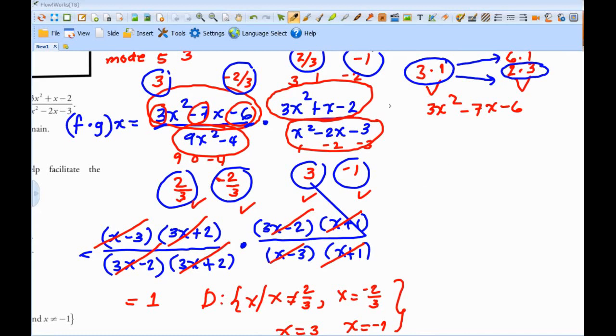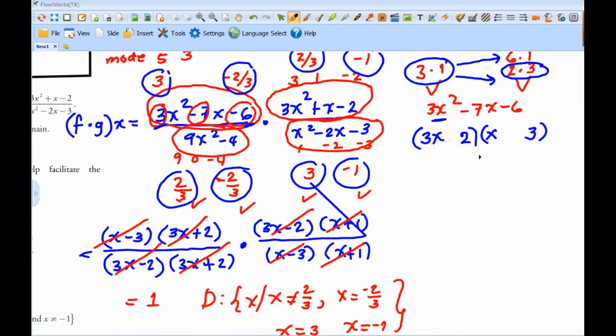So let us try first with 1 and 3. So what are the factors? We will write like this. We will use 3x and x for this, because 3x times x is 3x squared. And 6 is 2 and 3. So let us try 2 and 3.